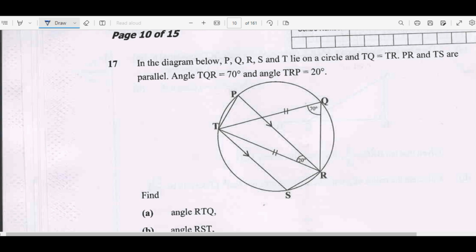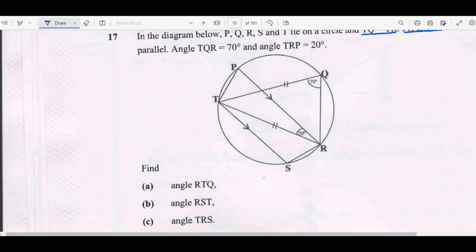Now let's read through the question. In the diagram below, P, Q, R, S, and T lie on a circle, and TQ is equal to TR. So this point is very important. PR and TS are parallel. These 2 points are also very important. Then angle TQR is equal to 70 degrees and angle TRP is equal to 20 degrees.